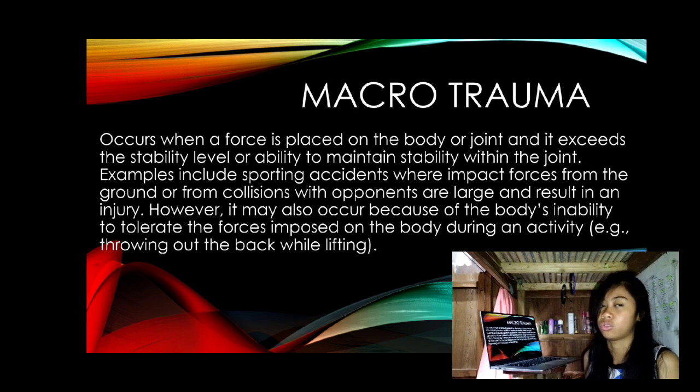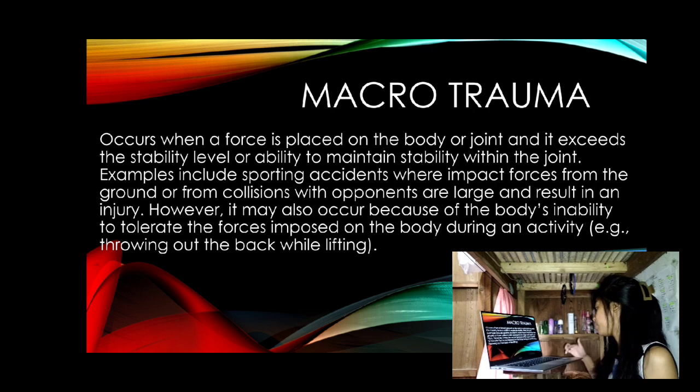So when we say macrotrauma, it occurs when a force is placed on the body or joint and it exceeds the stability level or ability to maintain stability within the joint. Examples include sporting accidents where impact forces from the ground or from collisions with opponents are large and result in an injury. However, it may also occur because of the body's inability to tolerate the forces imposed on the body during an activity. An example is throwing out the back while lifting.